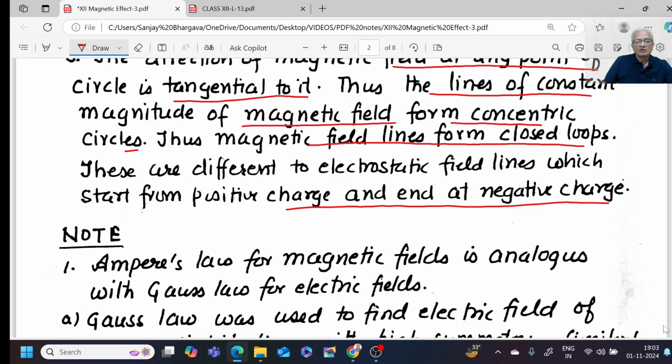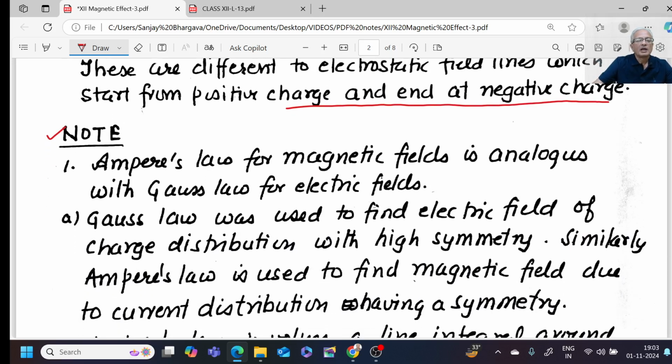Now we have some things here. Note: Ampere's law for the magnetic field is analogous with the Gauss law for electric fields.